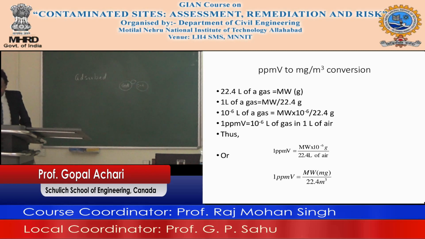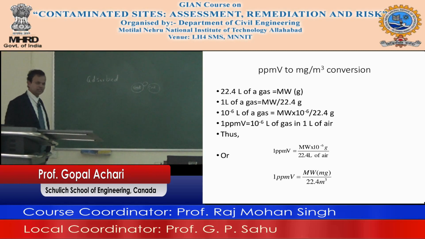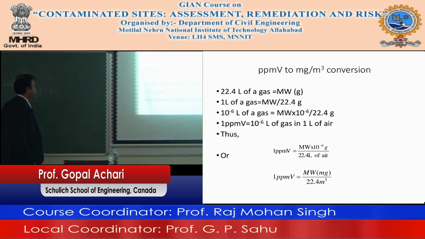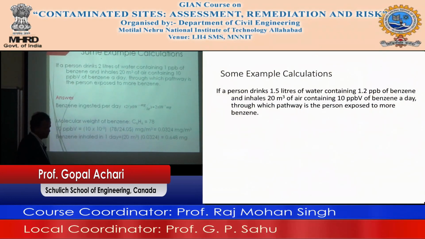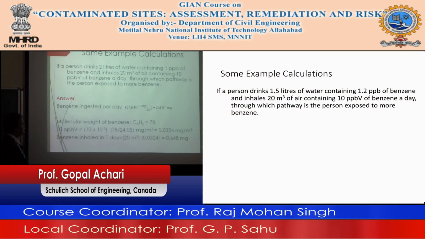Okay, I'm going to ask you this question. I want you to solve this question. You have it in your notes. A person drinks 2 liters of water containing 1 ppb of benzene and inhales 20 meter cube of air. Is that the numbers that you have? Okay, 1.5 is correct, make it 1.5. A person drinks 1.5 liters of water containing 1 ppb of benzene.